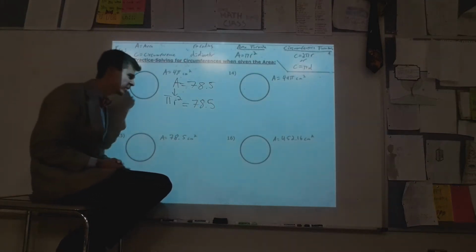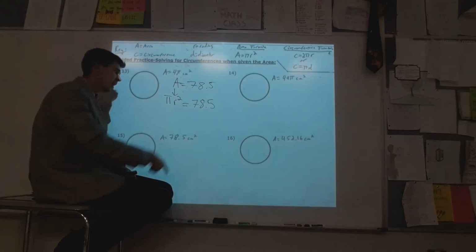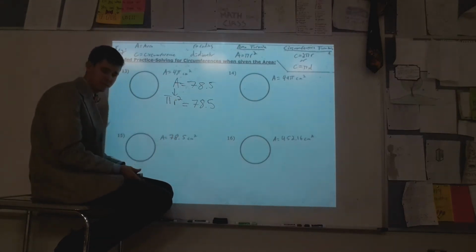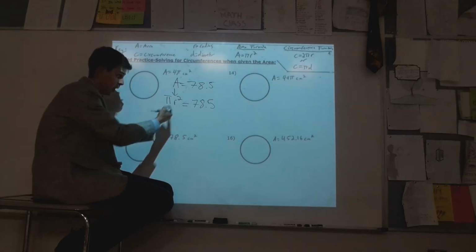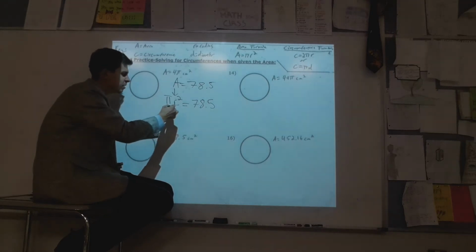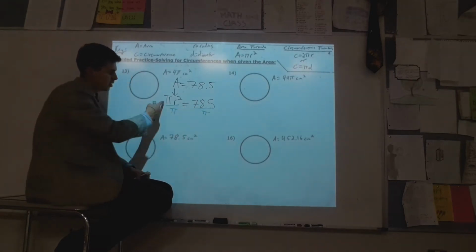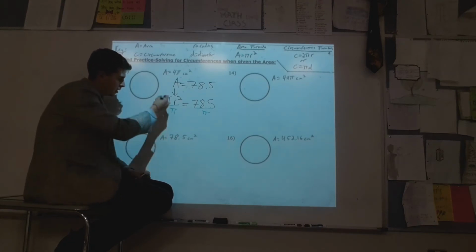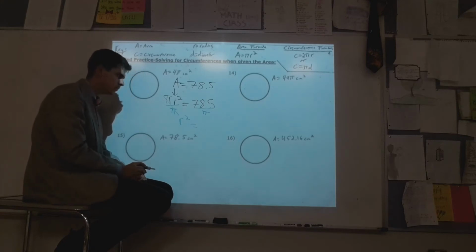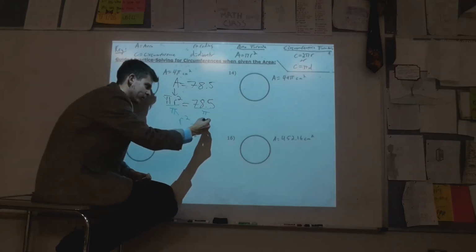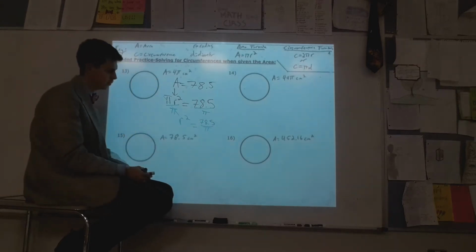Before, we could just easily drop both sides. Now let's try to isolate the radius here. This pi is multiplying the radius, so let's divide both sides by pi. These are going to cancel. Now I'm left with r squared is equal to 78.5 divided by pi, divided by 3.14.